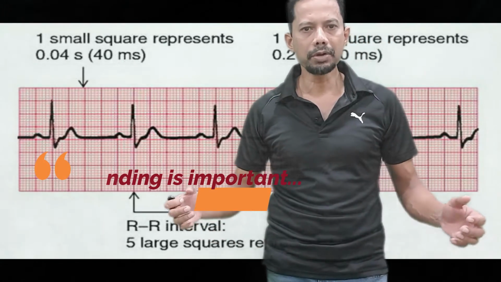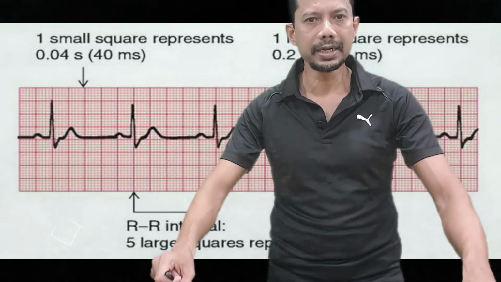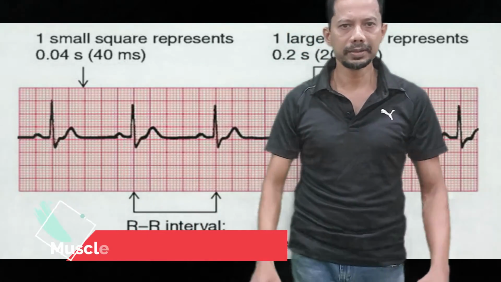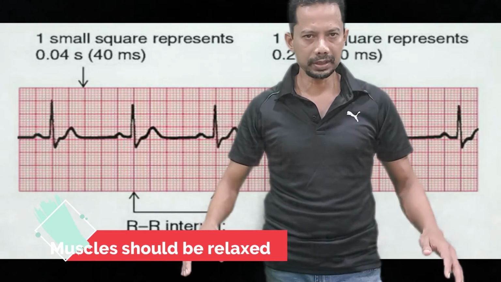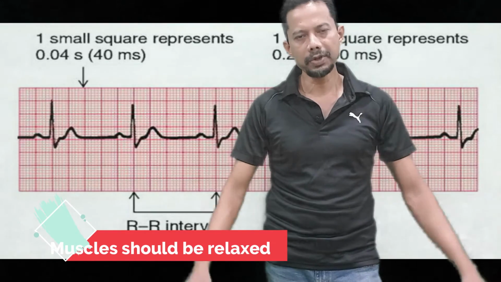And make sure he is not holding on to any metallic rods or side arms or side supports of the bed, because that will affect the clarity of the ECG. The earthing might be altered.